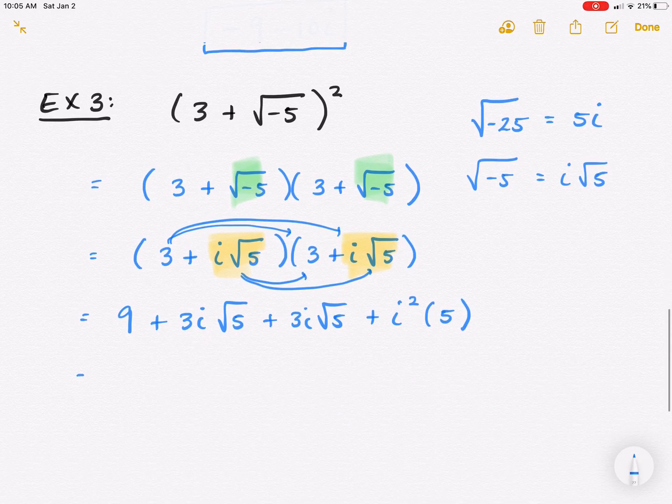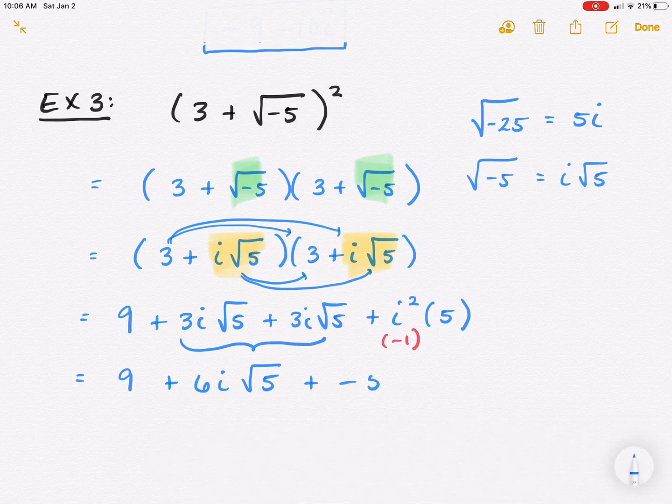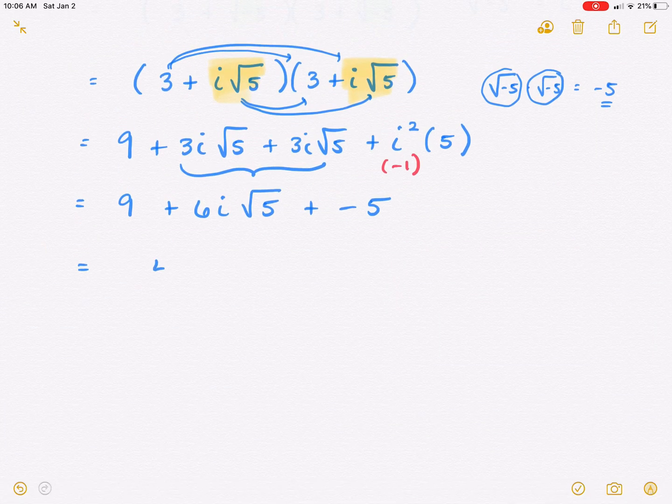Okay, so if we keep going, I'm going to combine like terms right here, and 3i square root of 5 plus 3i square root of 5 gives us 6i square root of 5. But this right here, the i squared, is going to become a -1, and so this last term is just going to be a -5. Again, when you multiply a square root of -5 times a square root of -5, you're going to cancel the radical and get -5, okay? So let's continue simplifying, and we can take 9 minus 5 and get 4, and it's 6i square root of 5.